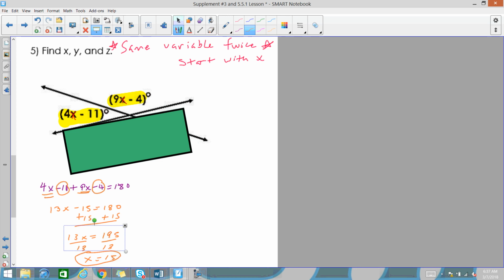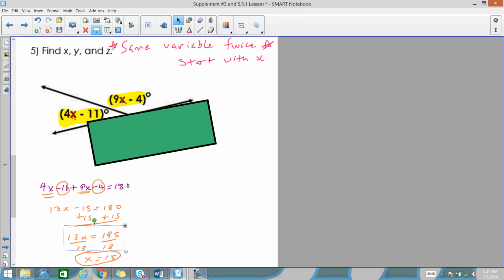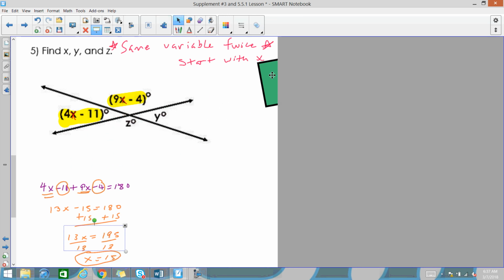Now, this is one of the biggest things, all right? Our problem said, find x, y, and z. Well, we found x. Well, here's the deal. Once you find x, you need to put it into your problem, and you really want to no longer see this 4x minus 11. Like, you really want to try to eliminate that completely. So what I'm going to do is put this 15 in for x into both these problems. Now, these are not congruent. You're going to have to do this twice.